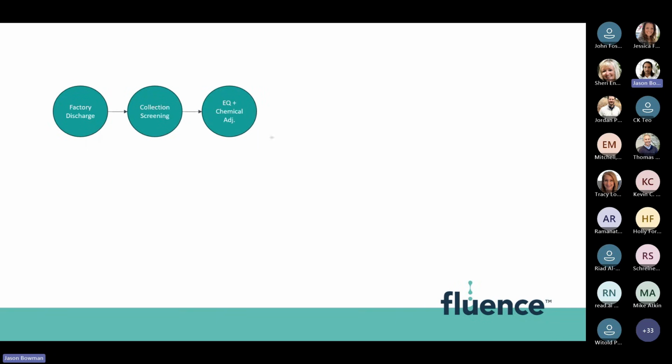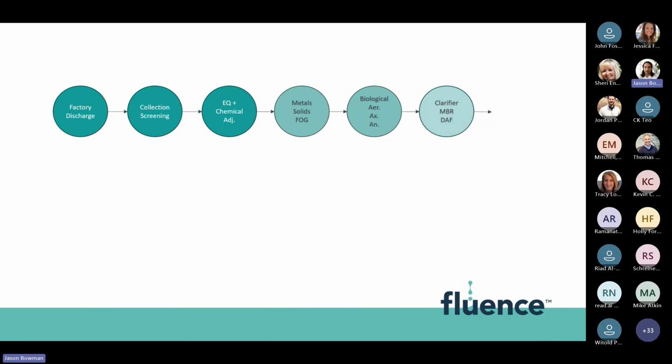For most facilities and most situations, before we can think about wastewater reuse, several processes are required. First, from factory discharge, wastewater treatment generally proceeds in the following manner. Initially, we have collection and screening, followed by equalization or chemical adjustment. Sometimes there's a need for metals or solids removal, maybe FOG, and then this is typically followed by biological nutrient removal and the first phase of liquid solid separation.